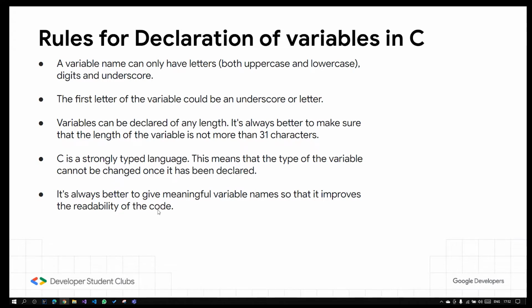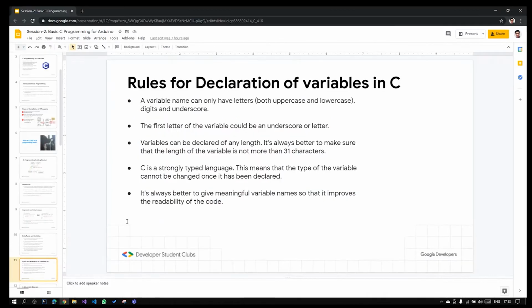The next point says that it is always better to give meaningful variable names so that it improves the readability of the code. This was the same point I was stressing in the last presentation. It is always better to give a particular variable name, and when you are assigning that variable some number, you know what the number is going to do. That is why you have initialized that variable, and you know what that variable is going to perform. So it is always better to give a meaningful name to such variables in order to increase code readability. So we'll be moving on.